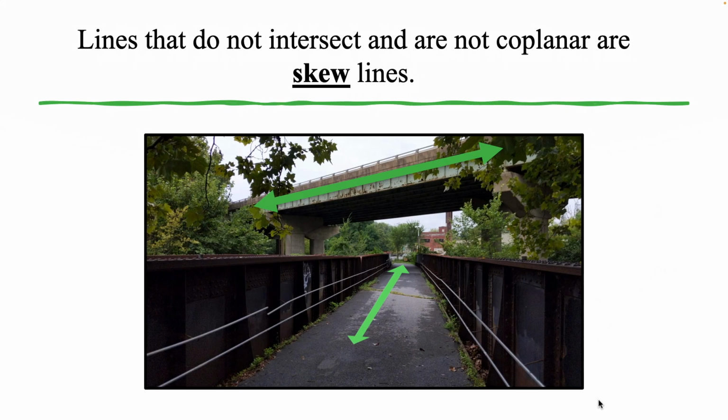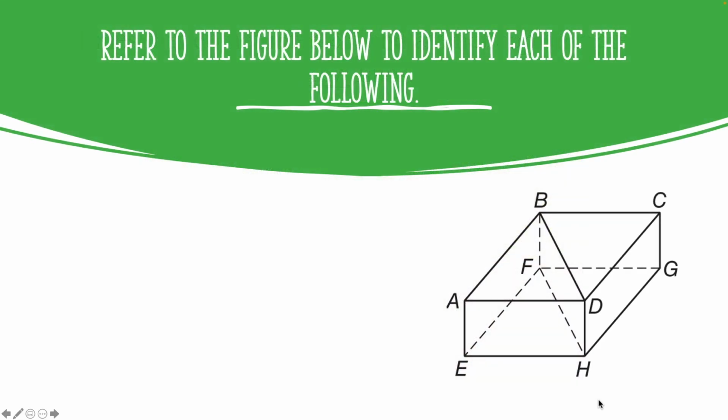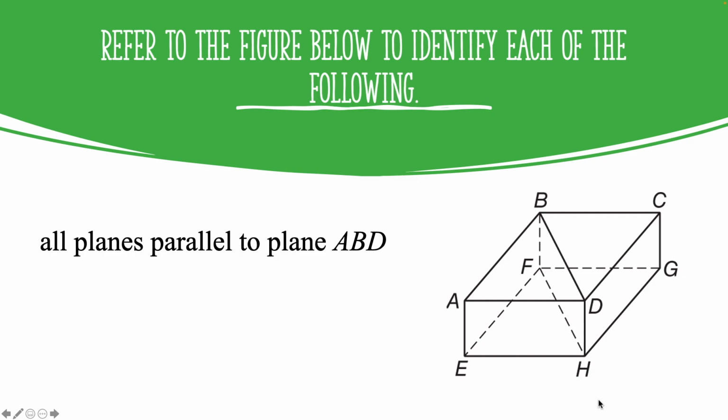So if we look at it sort of in a two-dimensional form, let's just practice a little bit. Refer to the figure below to identify each of the following. All planes parallel to ABD. Well, here's plane ABD. See that? What plane is parallel to that? Well, if that's the top of the box, then the bottom of the box is going to be parallel to that, plane EFH.